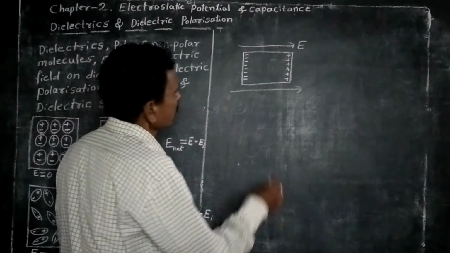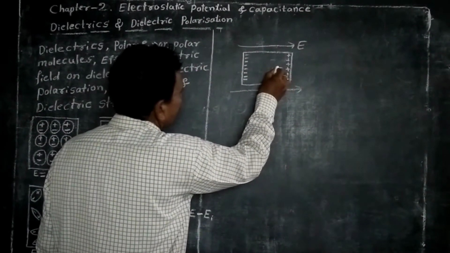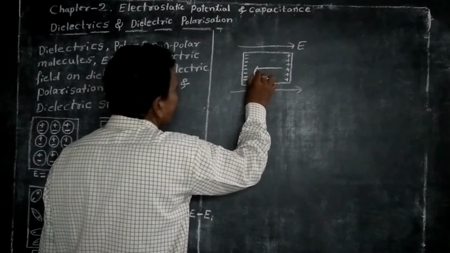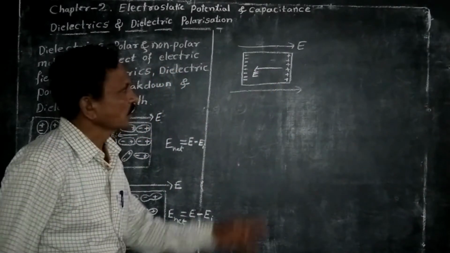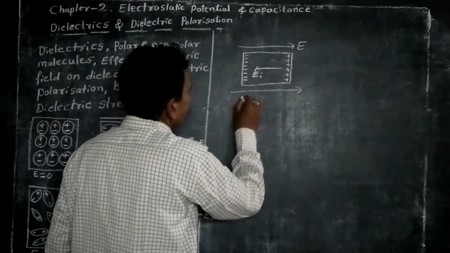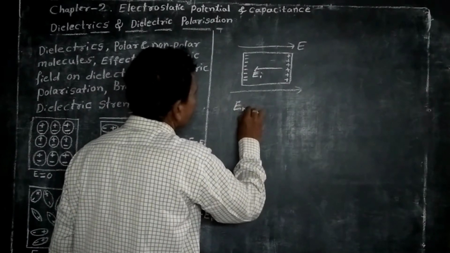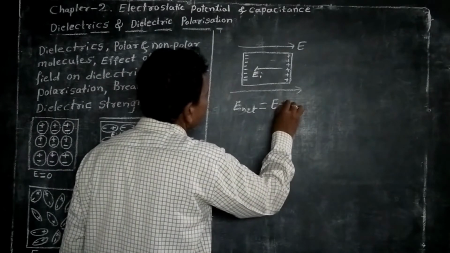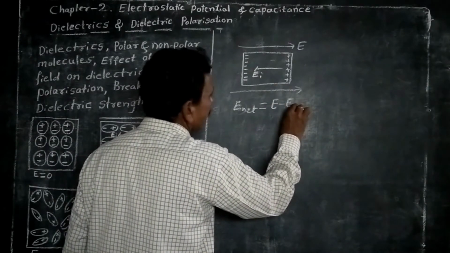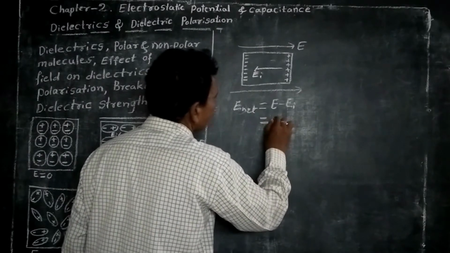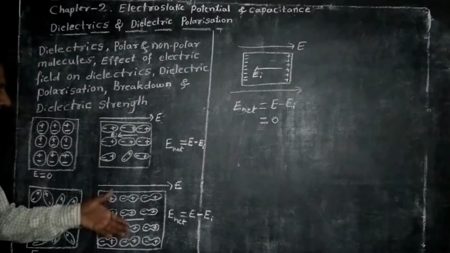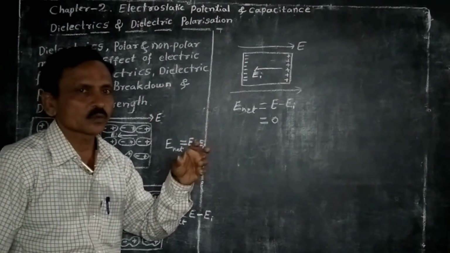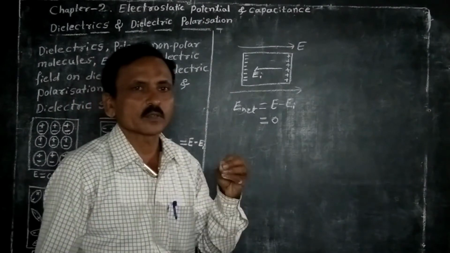And at this stage, an external electric field is induced in it such that the net electric field E net is equal to E minus E naught, E I is equal to 0. Therefore, dielectrics behave as a conductor. In the previous class, we have studied electrostatics of conductors.